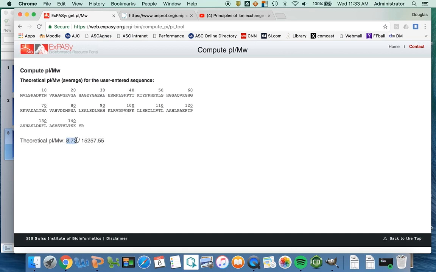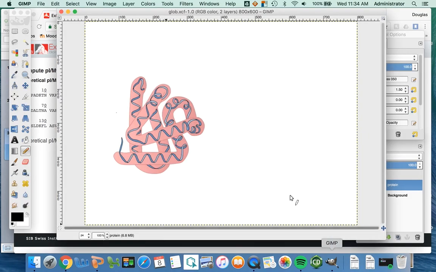Let's remember this. Here's our pI, 8.72. What does that mean? It means if we had this hemoglobin protein at a pH of 4, then the protein would have a positive charge. And if we had this protein at a pH of 10, something more basic, then it would have a negative charge associated with it. Now let's think a little bit about how that works.